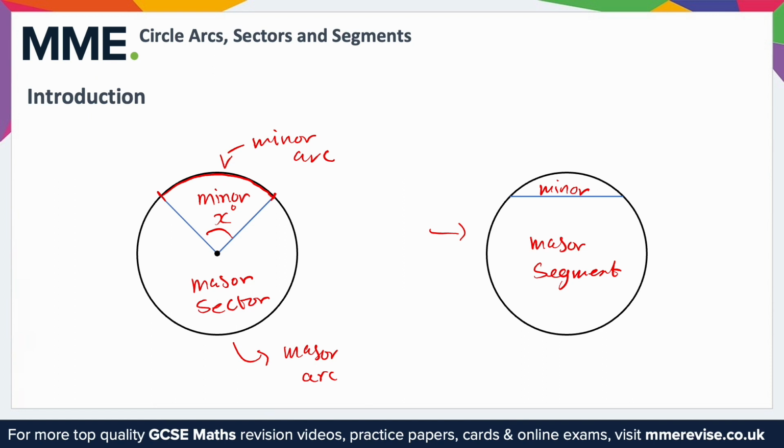Each one of them is enclosed by an arc, and again associated with a name. So the arc from this point to this point that goes around our minor segment is called the minor arc again. And you guessed, same as on this diagram, this larger arc is called the major arc.